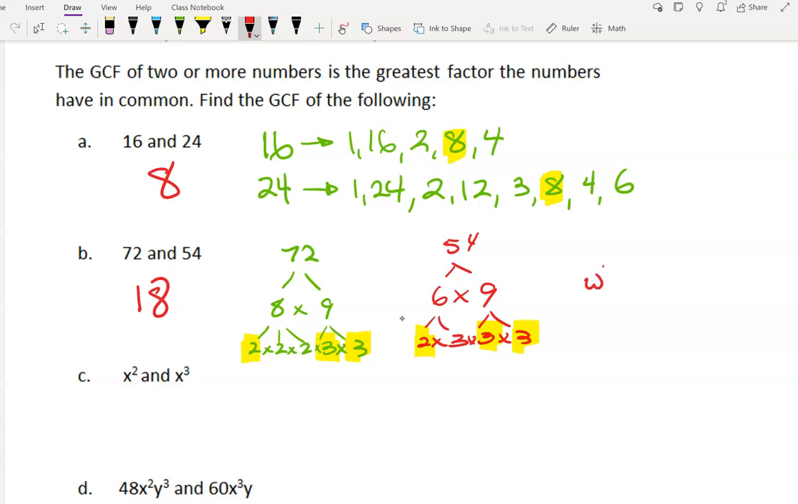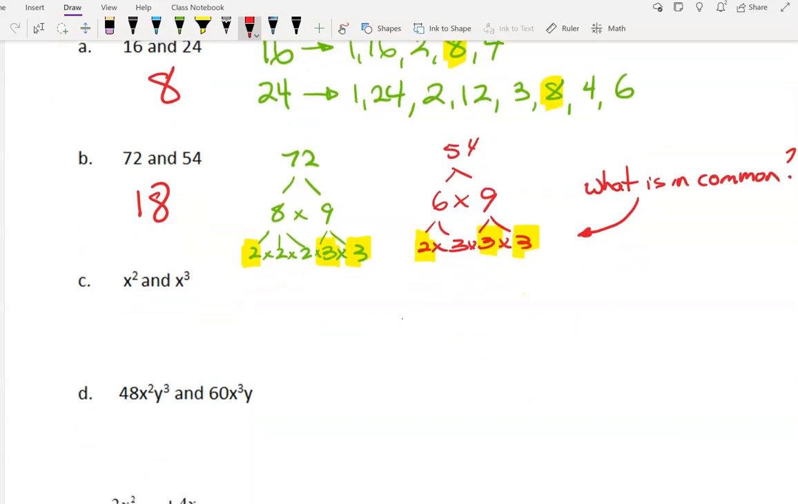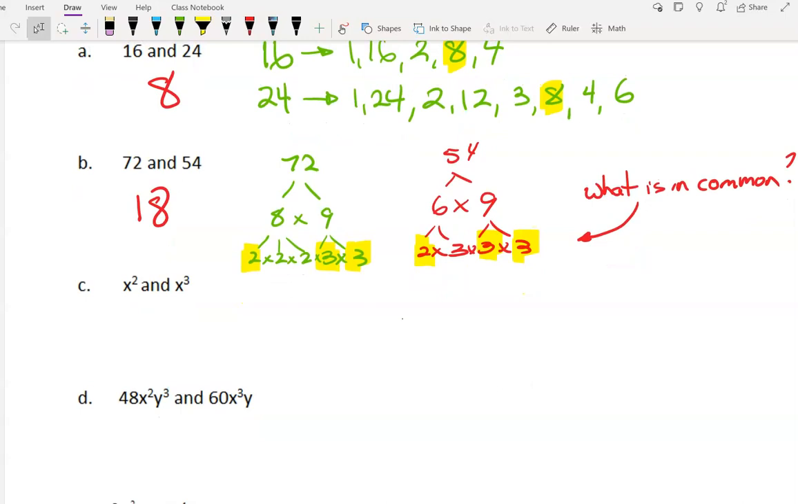The question you're asking yourself is, what is in common after you've prime factored it? So decide what works for you, what is the best strategy. They're both fine with me. Okay? All right, I'm going to stop there, and I will continue on the next lesson.